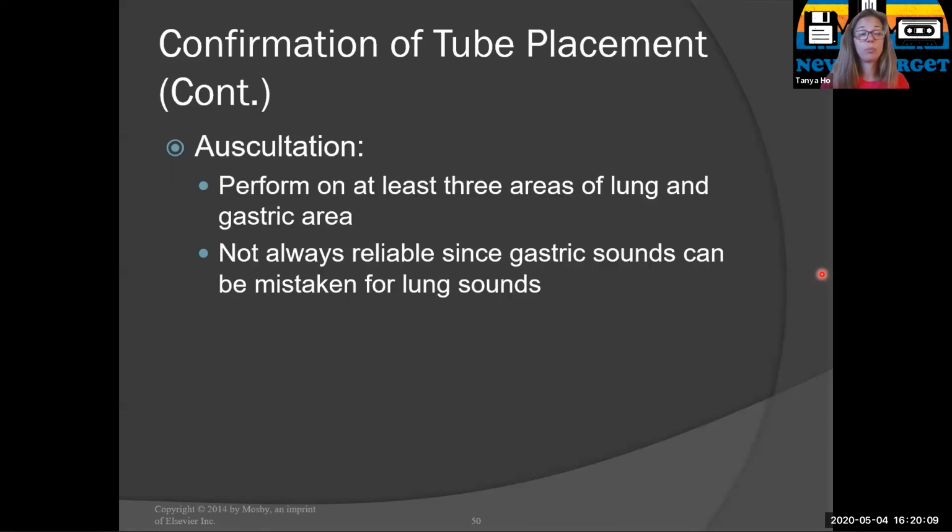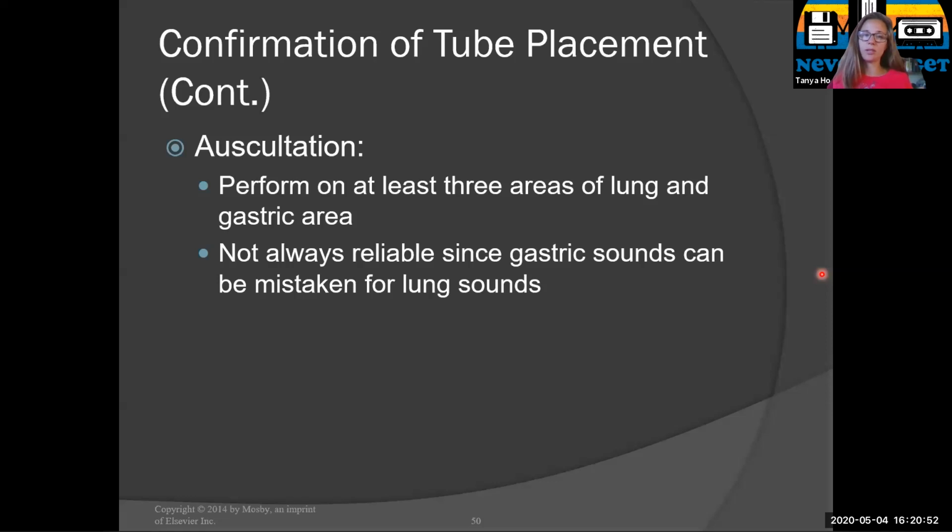Auscultation: perform at least 3 areas of the lung and the gastric area. Here's what you want to do. You're going to listen over the tummy first, then you're going to go here, then here. If the patient has a ton of secretions, remember that copious amounts of secretions is an indication for intubation. So you can have lots of secretions and cause crackles. But if it's in the stomach, it's louder in the stomach than it is in the lungs. That's how you can tell.